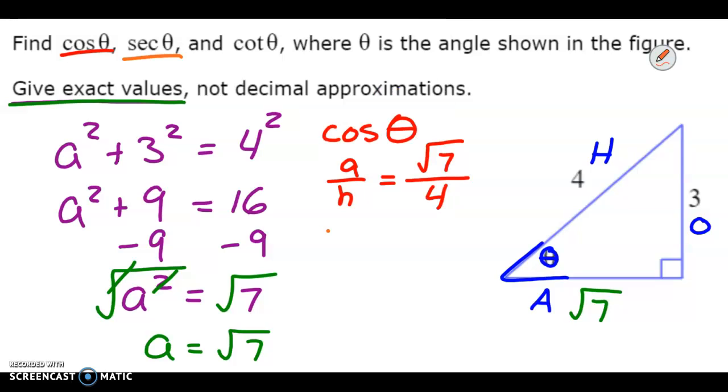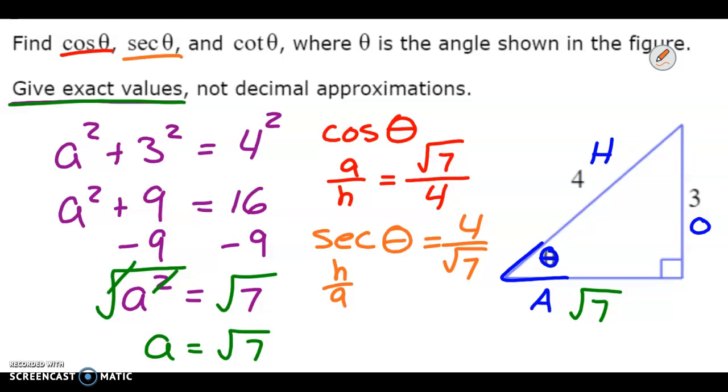Secant of theta. Okay, secant, if you look on our cheat sheet or that page further up in the notes, secant is the inverse of cosine. It's the opposite of cosine. So you're going to end up with hypotenuse over adjacent, which is just the cosine flipped. So that's going to be 4 over root 7.